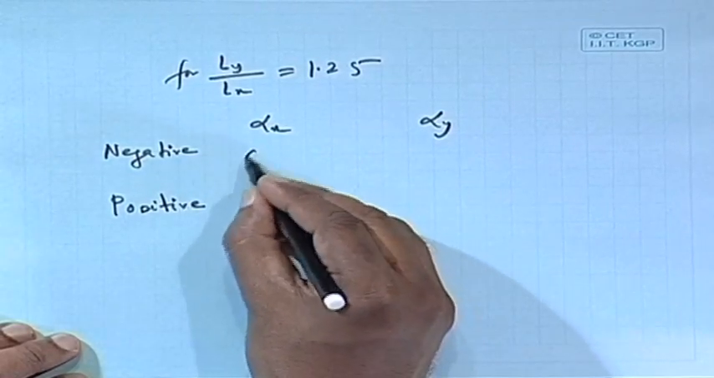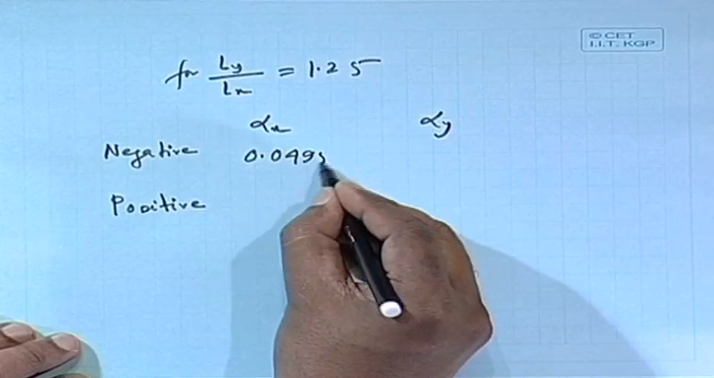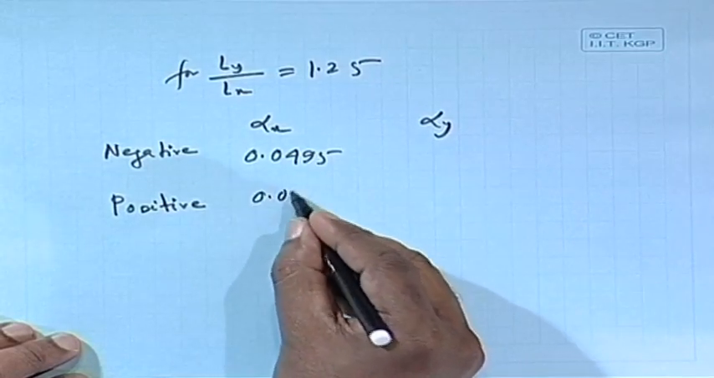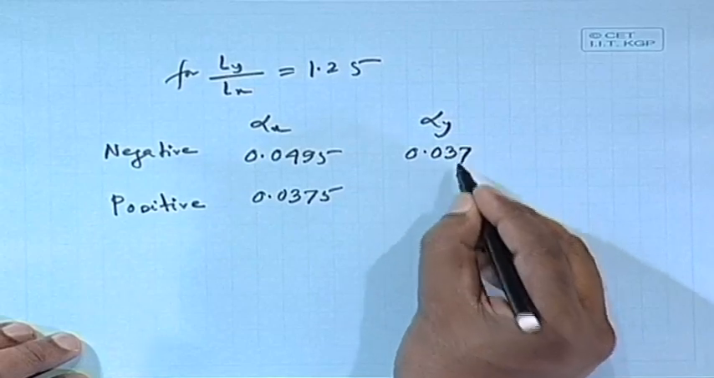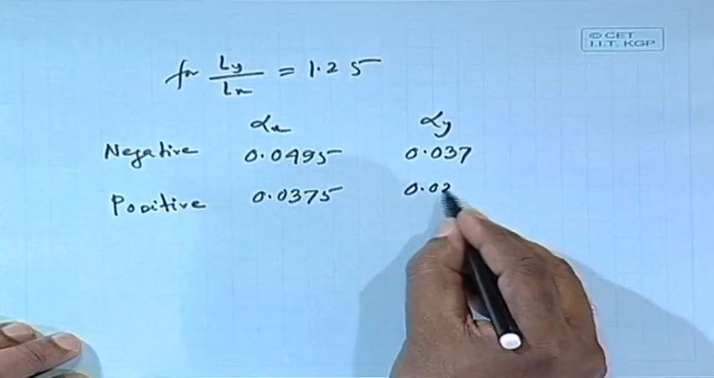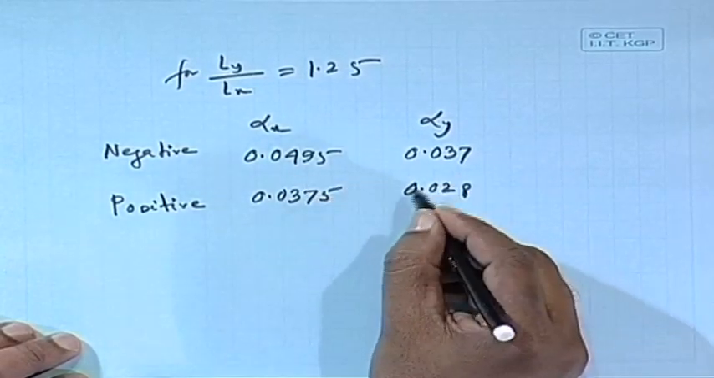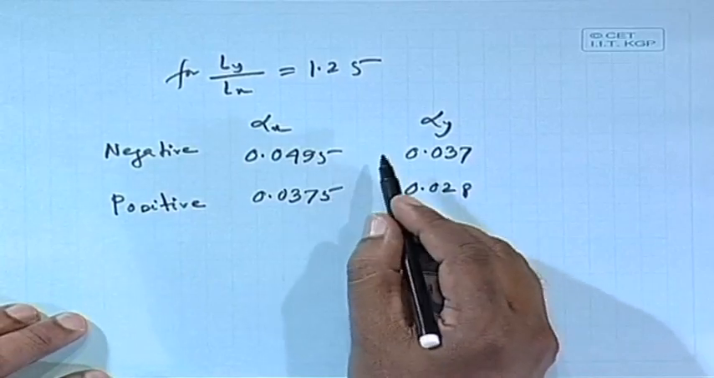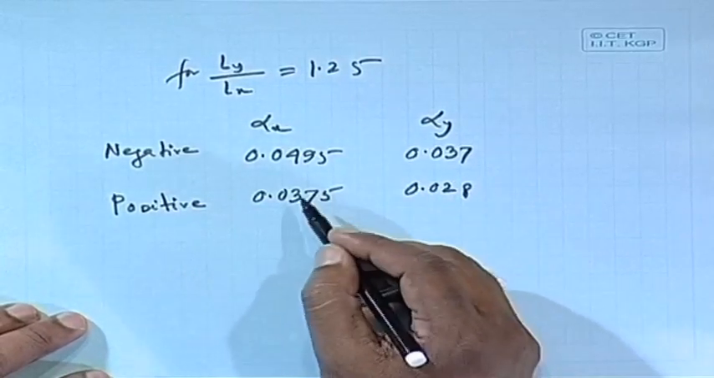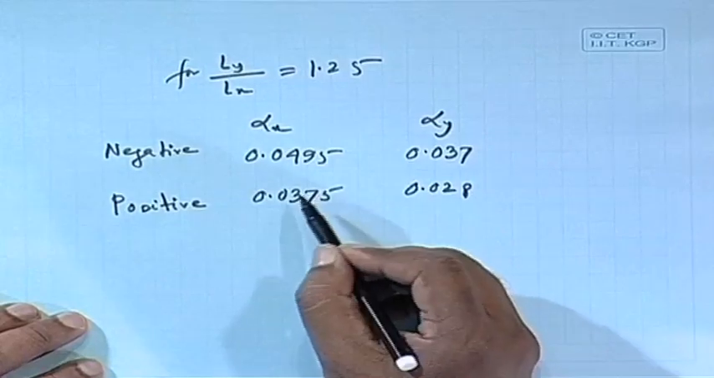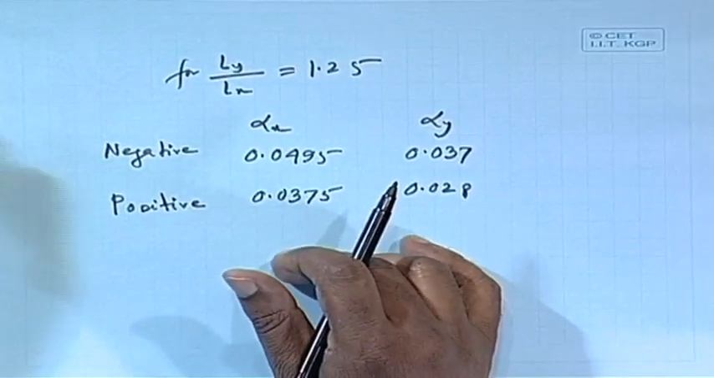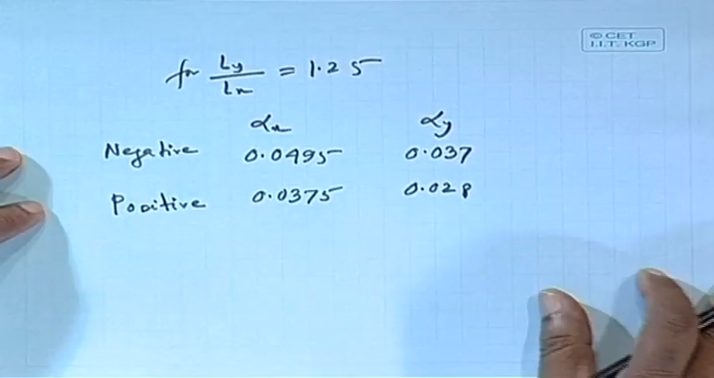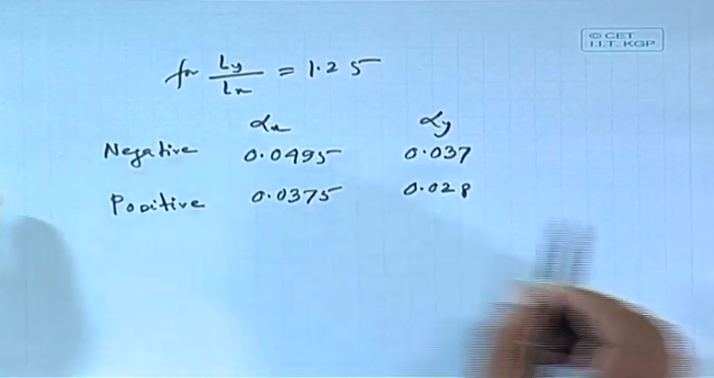We shall get it here 0.0495, 0.0375, 0.037 and 0.028. So, these are the 4 coefficients times W Lx square, W is the design load. So, we shall get 4 different moments. You can get it from table 26. So, that table 26 you should consult.